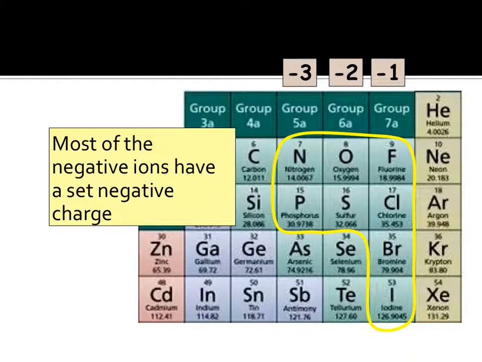Okay, so there's just a few of the charges. A lot of these other ones that aren't in the little loop, they will tend to make covalent compounds. But they also, for our purposes, will follow whatever their group does.